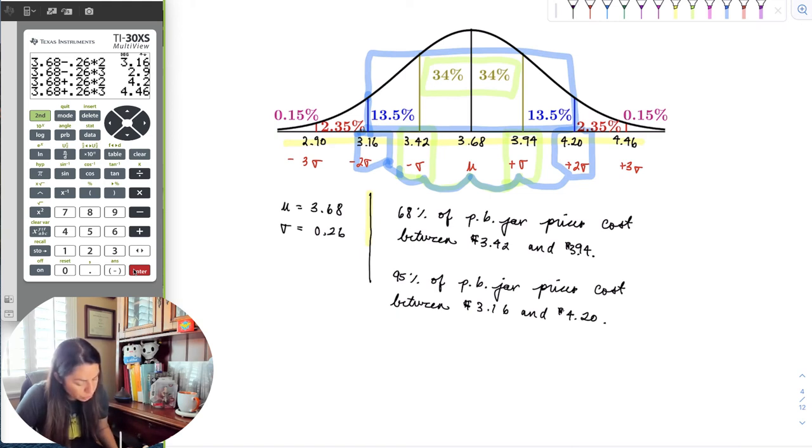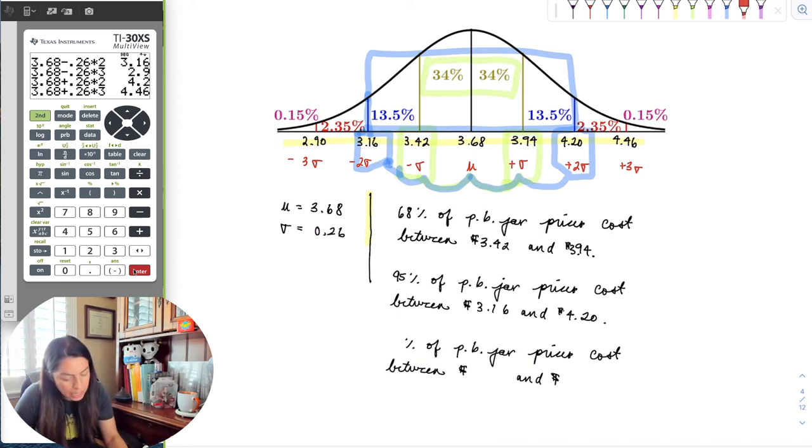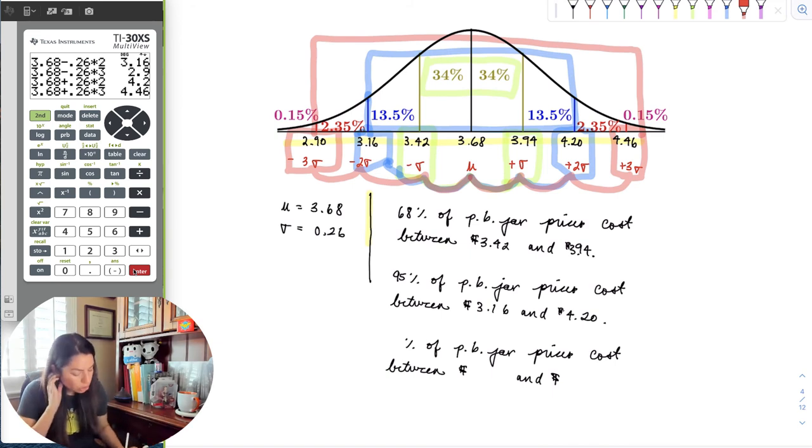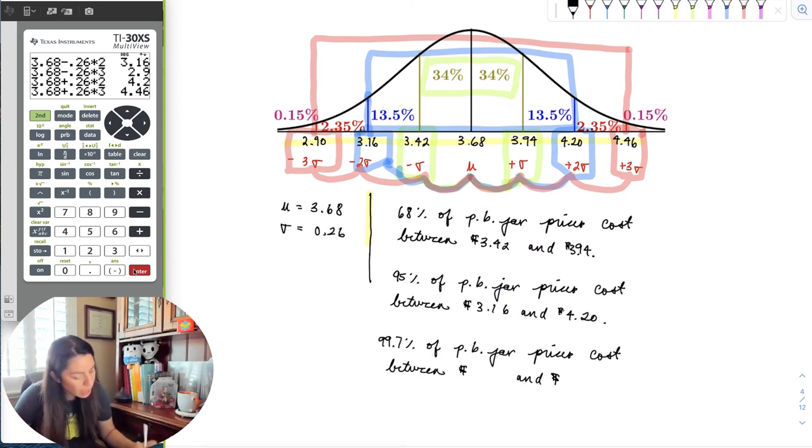So if I wanted to do 99.7%, let me erase the prices, because that will change. Now let me do red. So now I counted three standard deviations from the mean. And that is this entire piece, which is 99.7. Notice I drew that too far, sorry about that. Notice I didn't include the tails, because it's not 100%, it's 99.7%. So I would say 99.7% of peanut butter jar prices cost between $2.90 and $4.46.